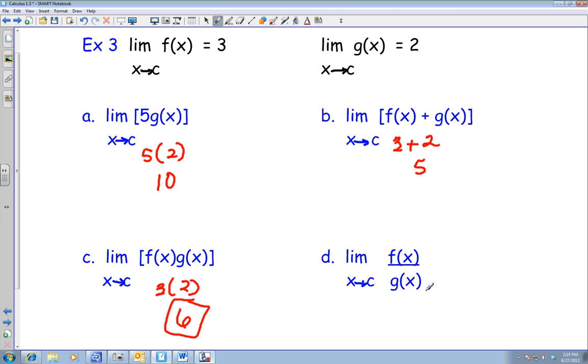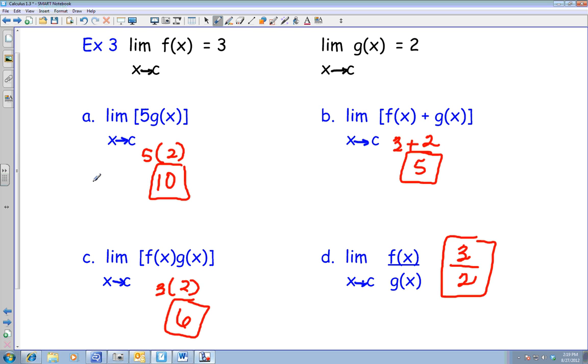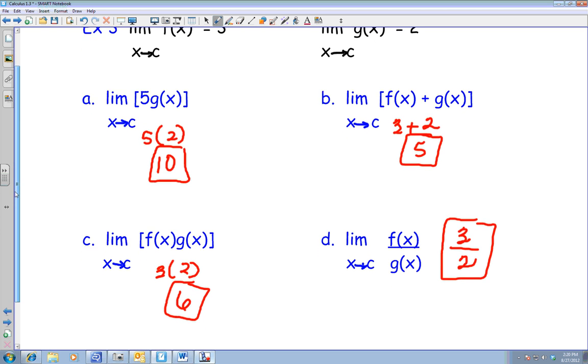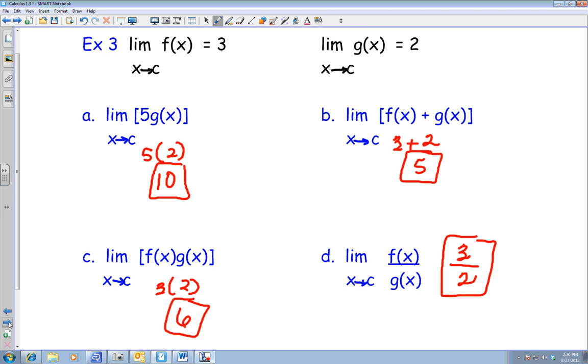Down here, same thing, using my properties of limits. I'm going to find the limit of f of x. It's 3. The limit of g of x is 2. And we can just leave our answer just like that. So you need to be filling these in as we go along on your paper. So those are easy. We like those. Okay, you're basically just substituting numbers in, and we can do that because of properties of limits.